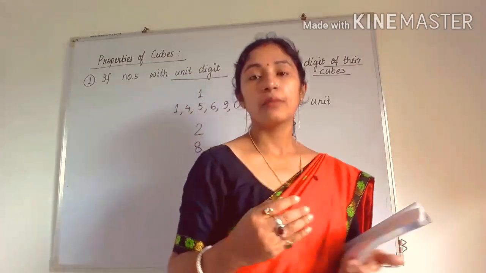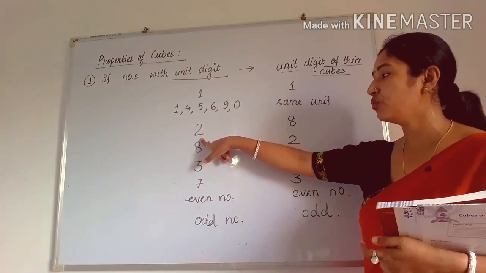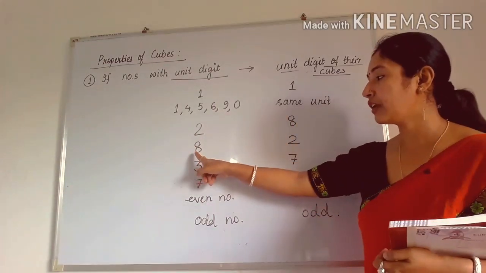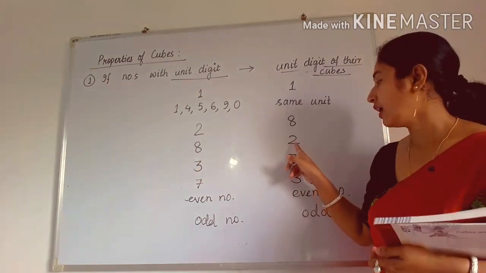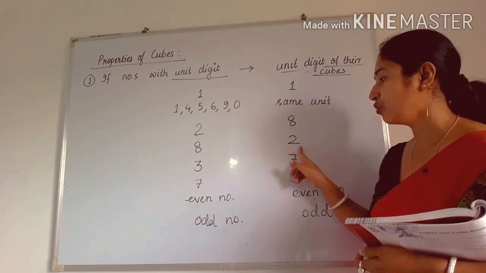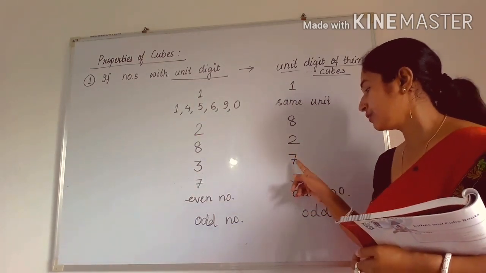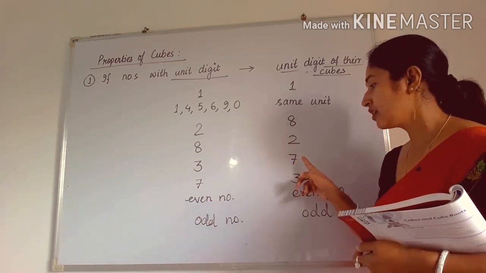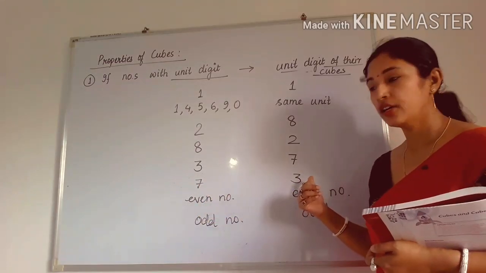Okay, so similarly come to this one. If the unit place in the given number is 2, then the cubic number's unit place will be 8. Next, if the given number's unit place is 8, then the cube number has unit place 2. Similarly, if it is 3, then the final cubic number has unit place 7. And if it is 7, then the unit place will come as 3.